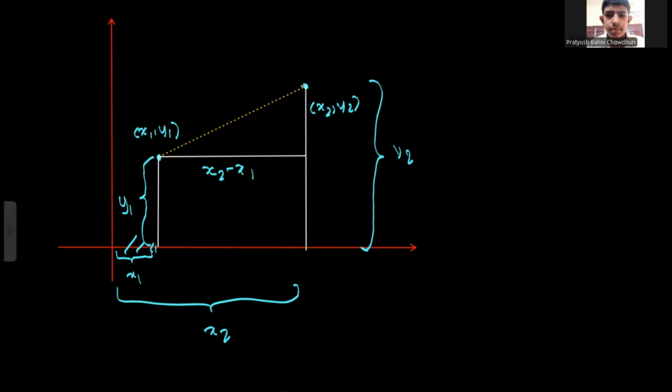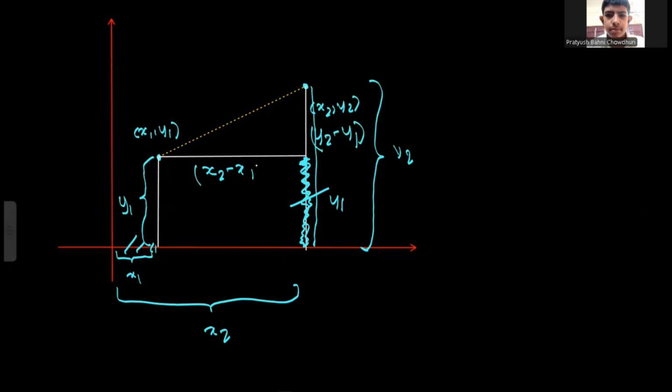Now see here. This is y2. If this whole part is y2, we just subtract this part from here. Then this part remains. What is this part? Y1. So what remains is y2 minus y1.